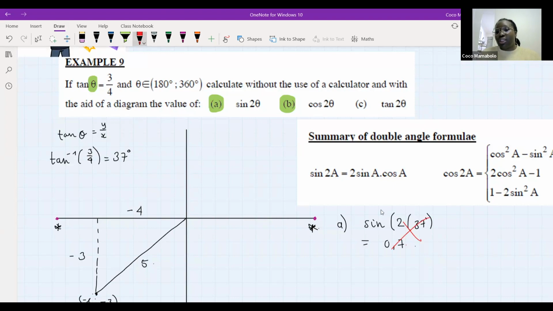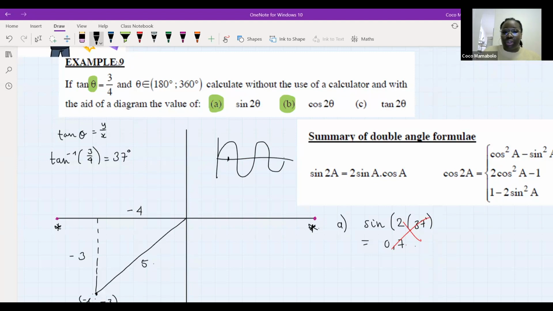Because the ratio that we've been given is not for 2A. It's not of 2 times the angle itself. It's like if you thought of the idea of the sine of 2 theta, what they've actually done is they've taken our sine graph here, and they've changed its period.